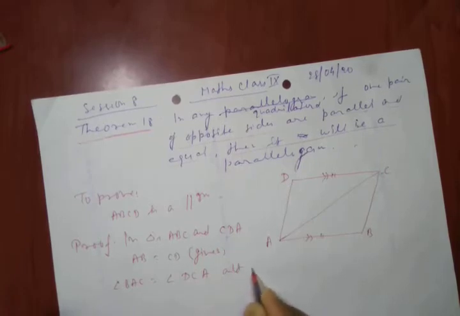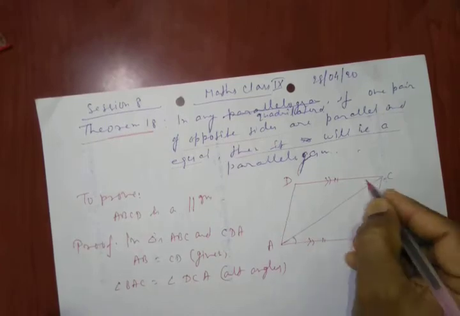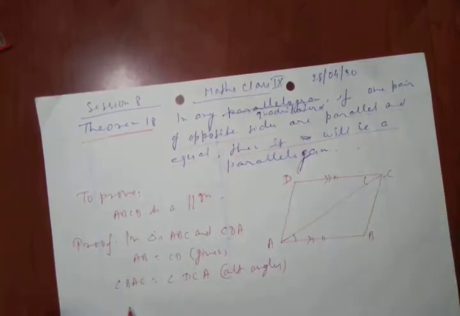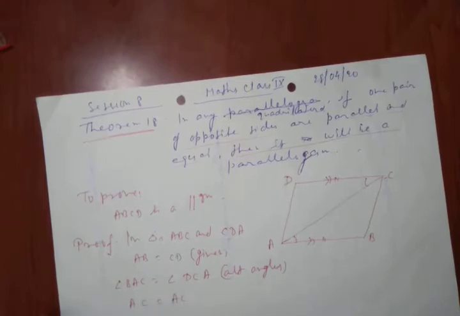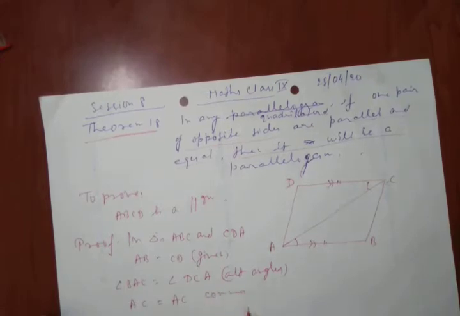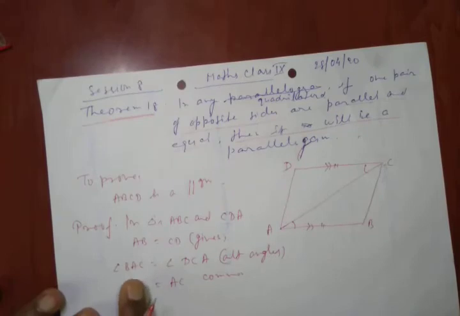These are the alternate angles, so these two are equal, and we need one more condition. Here AC is common in this case, AC equal to AC. So we have these three conditions: AB equal to CD, angle BAC equal to angle DCA, and AC equal to AC common. Therefore triangle ABC is congruent to triangle CDA.